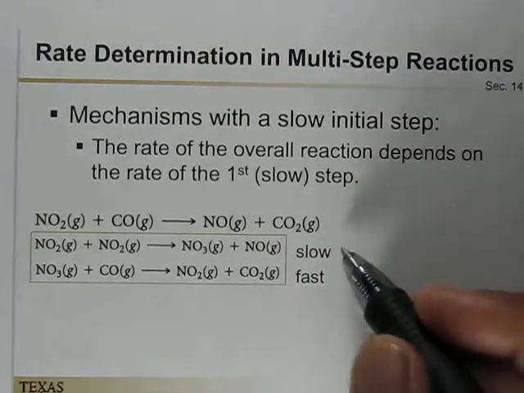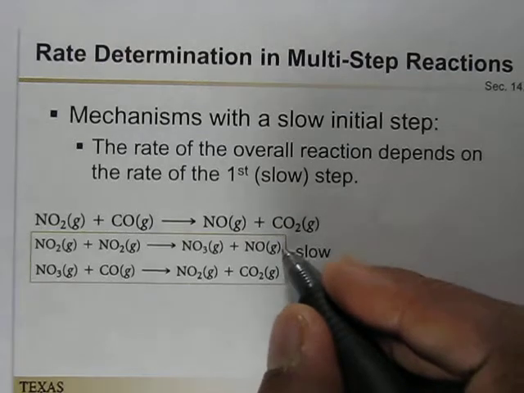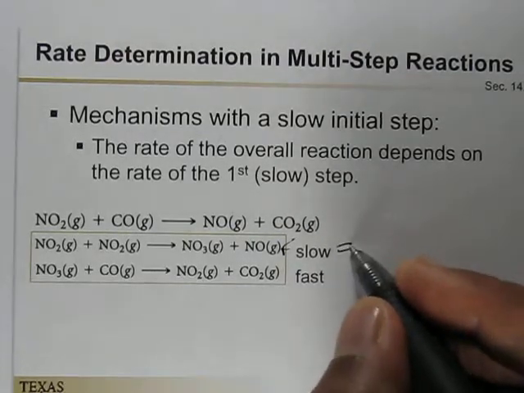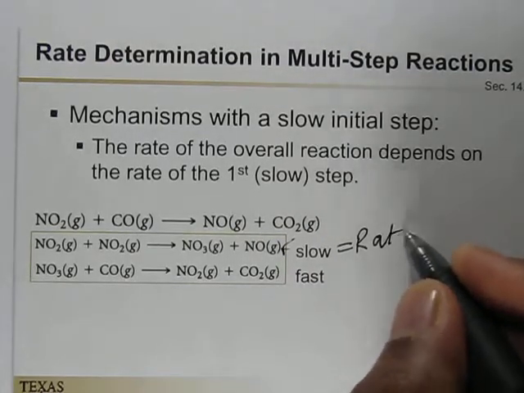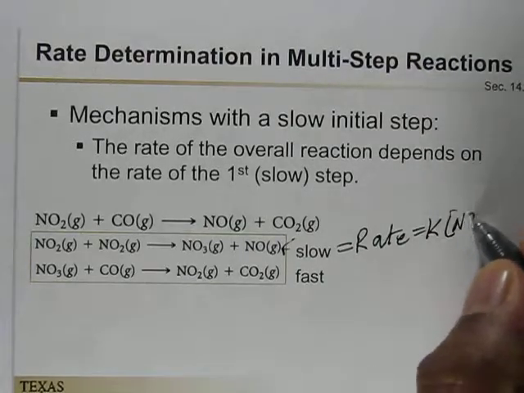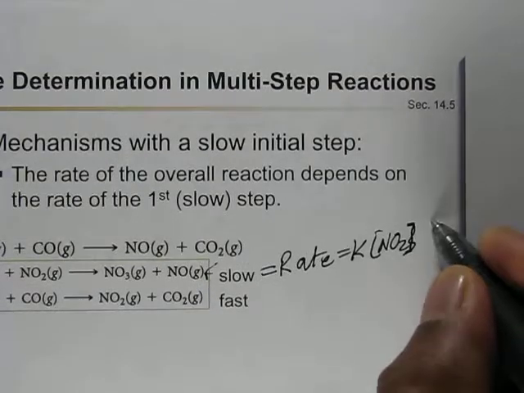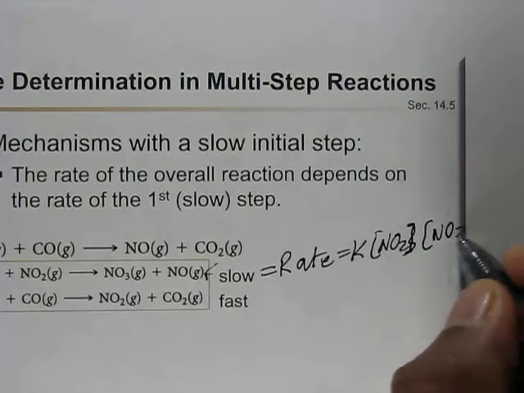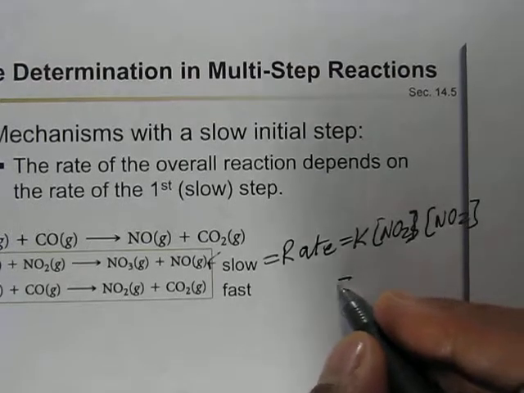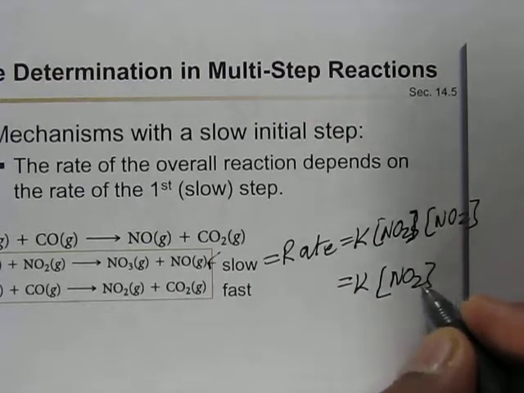So if we have to write the rate law for this reaction, the rate law will always be based on the slow reaction, and the rate will be equal to k [NO2]. We involve only reactants, so NO2, or we can also write the rate as equal to k [NO2] squared.